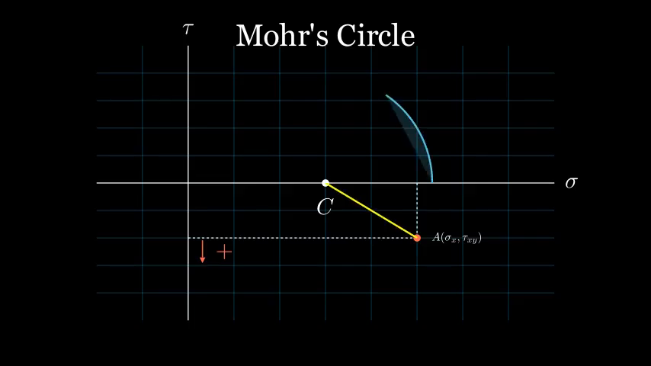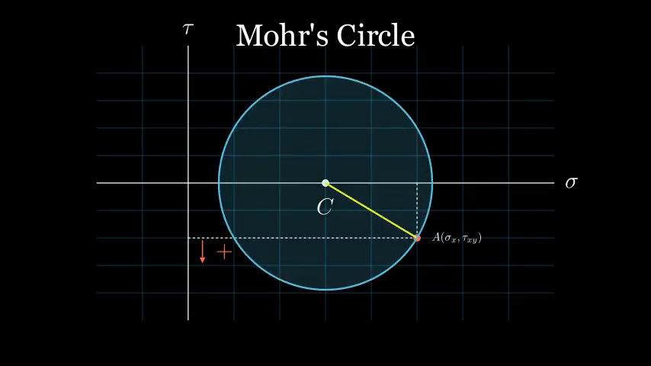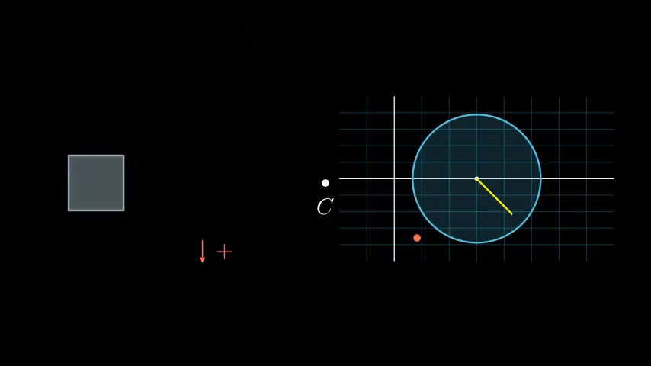Step 3. Draw the circle with center C and radius to A. Every point on this circle represents stresses at some angle theta. To find stresses on a plane rotated by theta, we move around Mohr's circle by 2 theta.